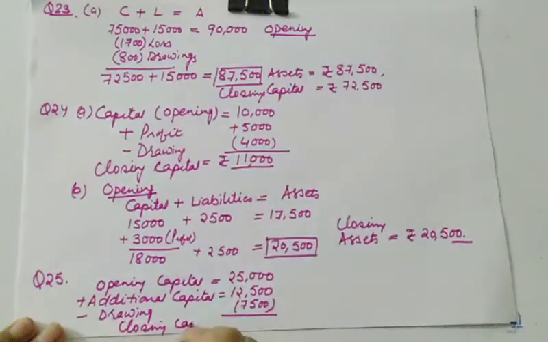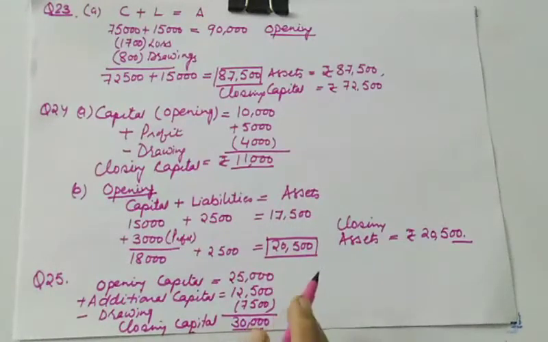So his closing capital, according to this, should be 30,000. And what other details are given to you in this particular case? His liabilities are given to us. Liabilities are 12,500, given in the second line as a loan of 12,500 borrowed from Shyam, and closing assets are given to us.